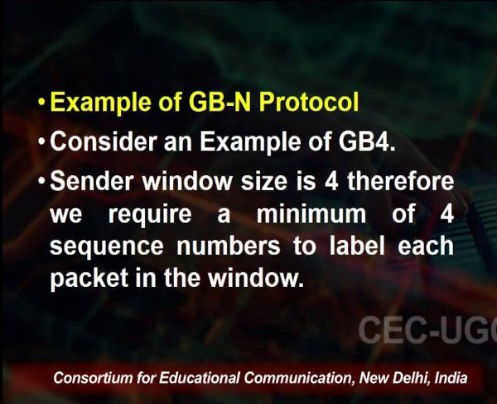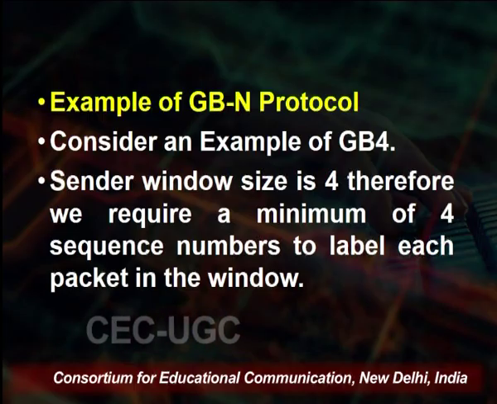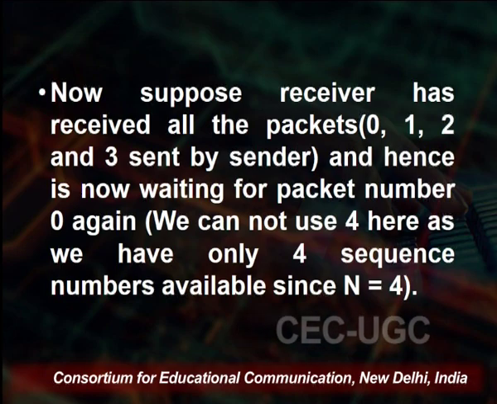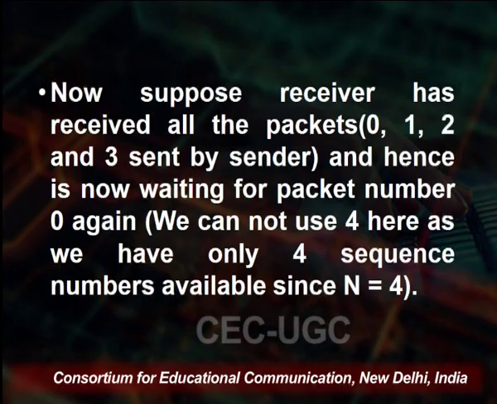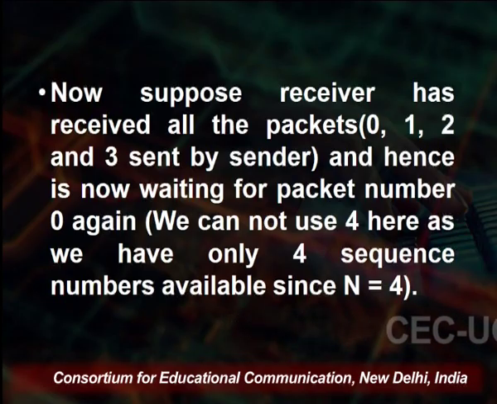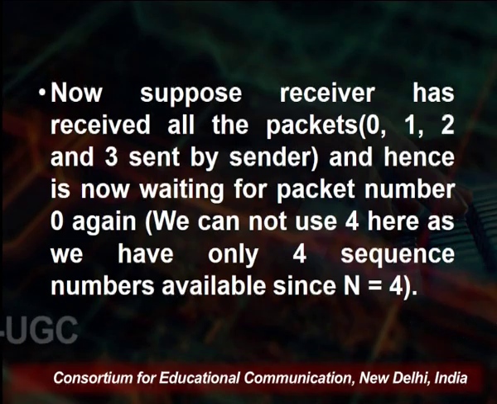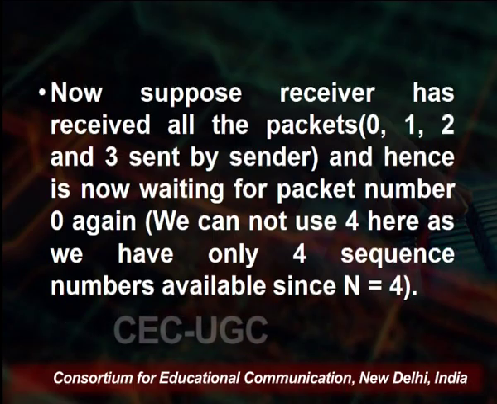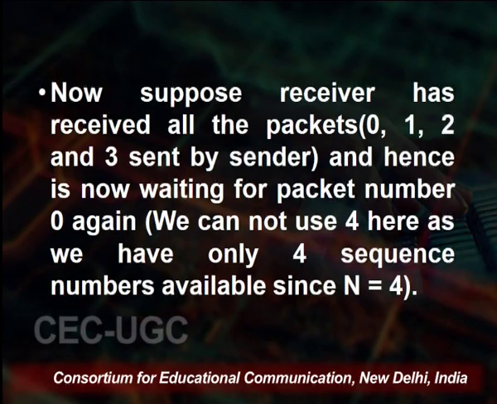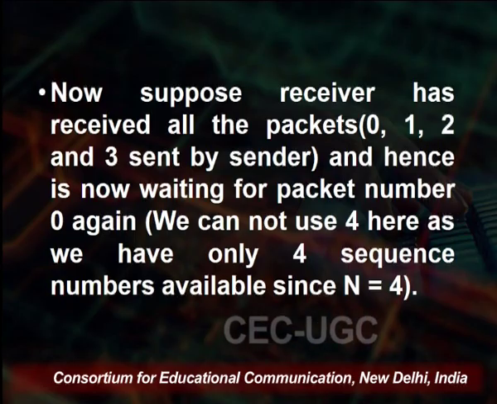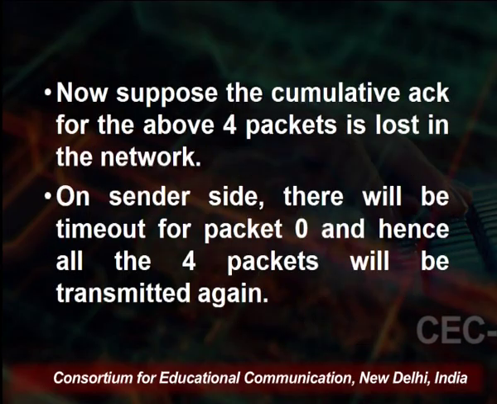So, sender window size is 4. Therefore, we require a minimum of 4 sequence numbers to label each packet in the window. Now, suppose the receiver has received all the packets, 0, 1, 2 and 3, which are sent by the sender, and hence now it is waiting for packet number 0 again. We cannot use 4 here because we have only 4 sequence numbers available, and we have already used 0. So, we can go till 3 only, we cannot move to 4, that is for sure.